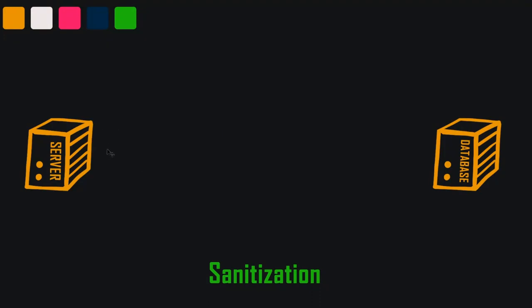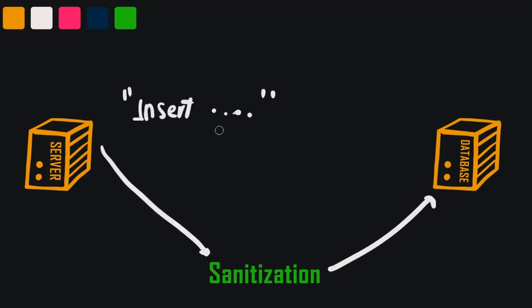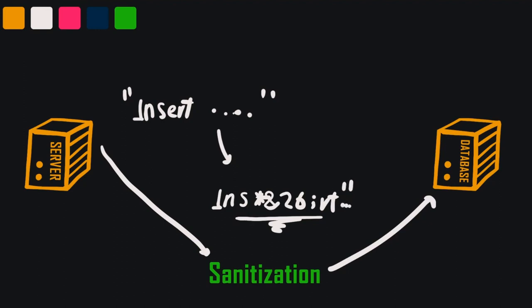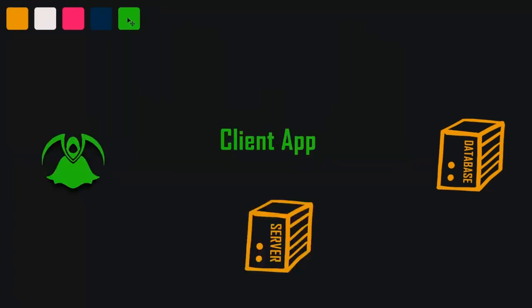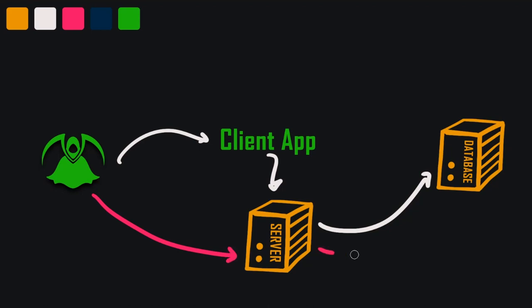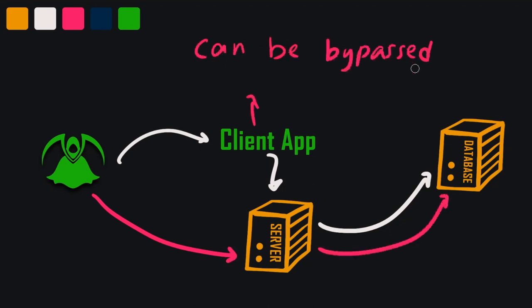Input sanitization basically replaces characters that might be mistaken for code, so the database engine doesn't get confused. For example, a space can be replaced with another character or even multiple characters like percentage and 20. Please note that these defense strategies are mostly for the server. The client app can be bypassed completely in most cases.